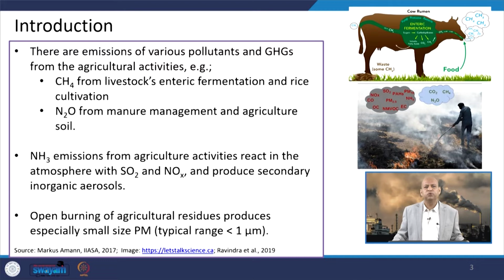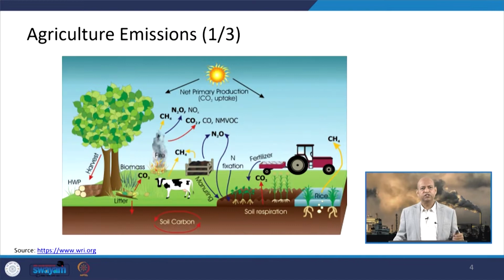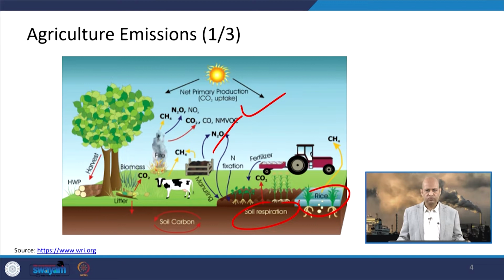Then there is open burning of agricultural residues, which produces a lot of small-size particulate matter, typically less than 1 micrometer, and that creates a lot of smoke-related problems, especially in winter. In this picture you can see the overall relationship of different agriculture-related activities and the associated emissions: methane from paddy fields, CO2 from soil respiration and soil carbon because of certain processes. Then N2O emissions are there, and CO2 emissions from activities like fuel burning in tractors, and deposition or extraction of CO2. NMVOCs are also there: non-methane VOCs, hydrocarbons, volatile organic compounds which are not of methane nature.